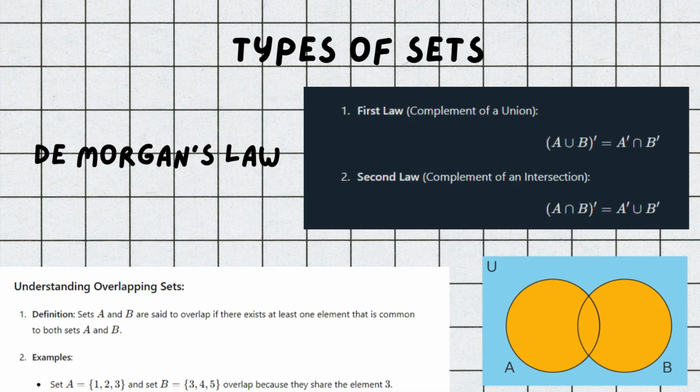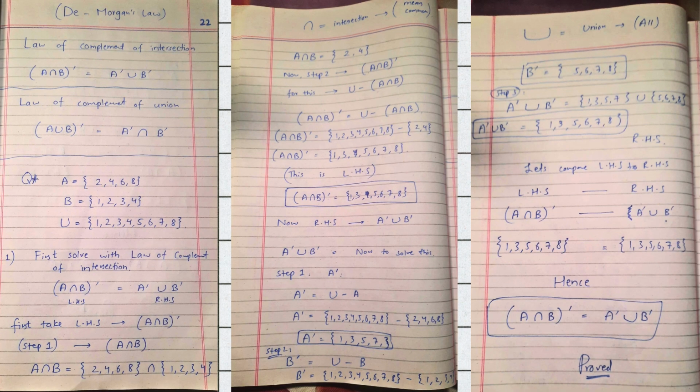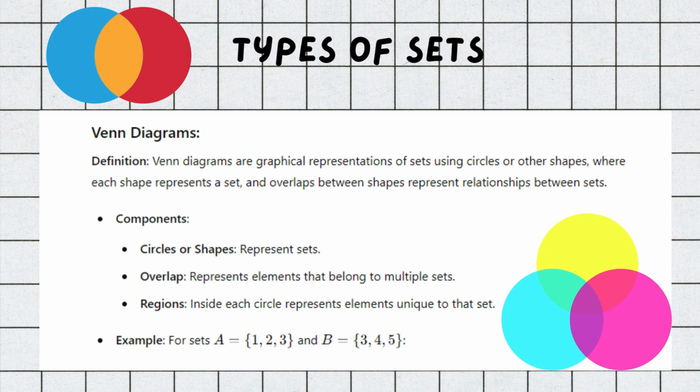De Morgan's law. First law, complement of a union. Second law, complement of an intersection. Some other types of sets, the Venn diagram, with components like circular shapes, overlap, rings.